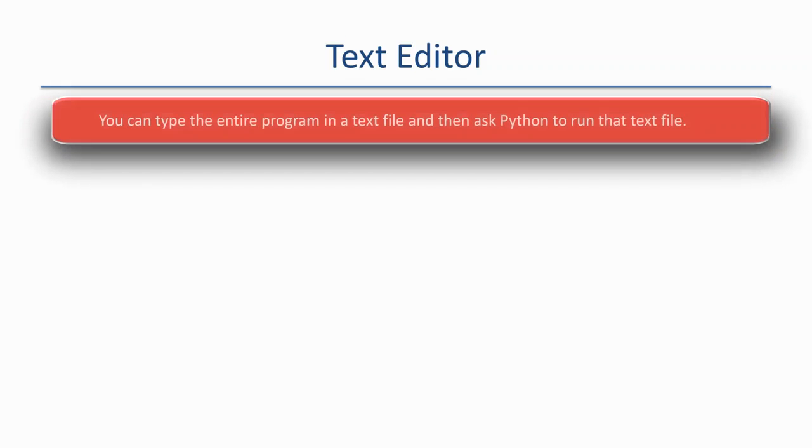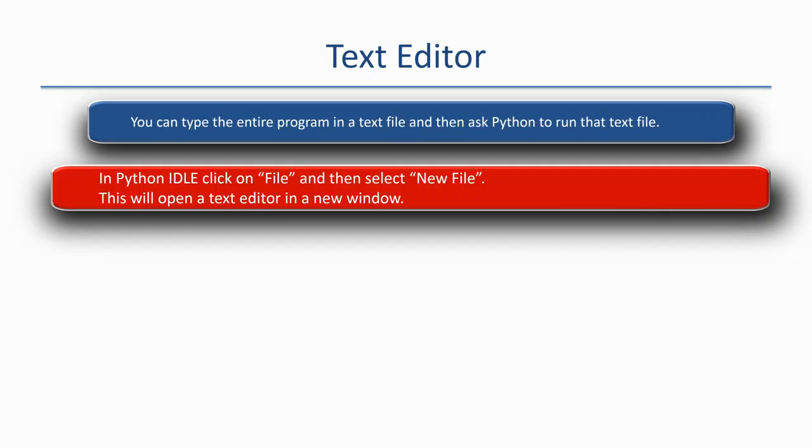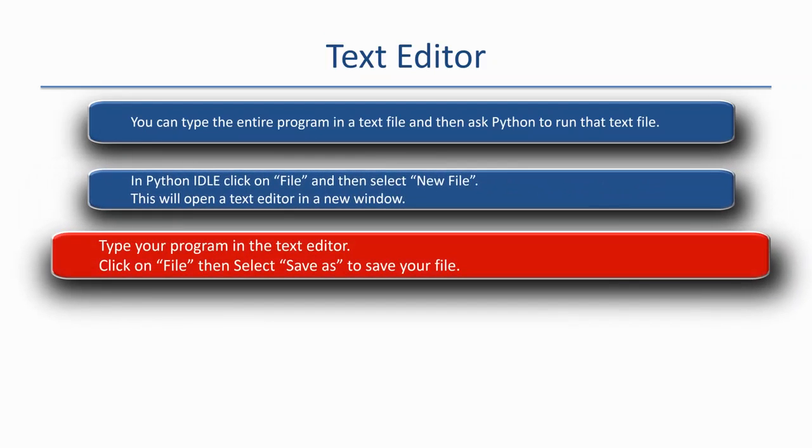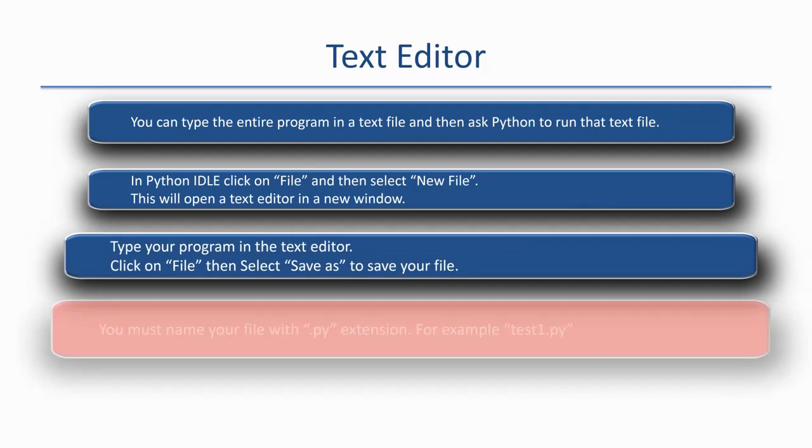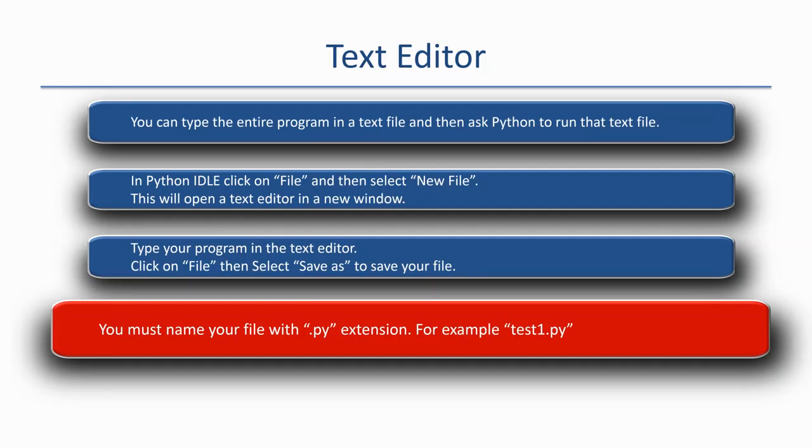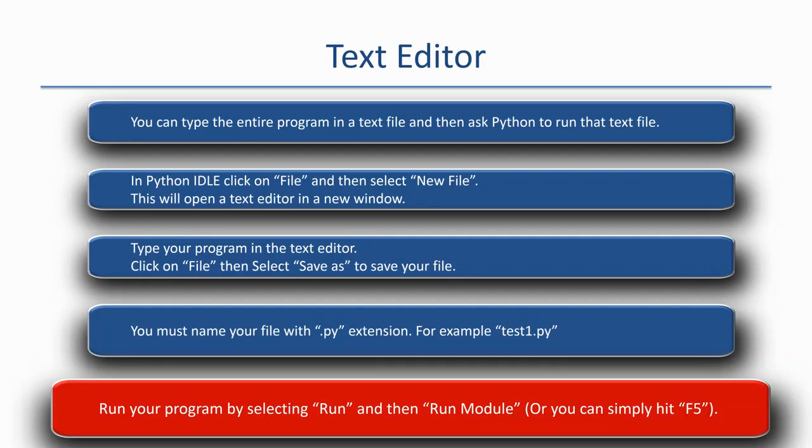So in this lesson, you learned that you can type the entire program in a text file and then ask Python to run that text file. To do that, you go to Python IDLE, click on File, and then select New File. This will open a text editor in a new window. Type your program in the text editor, and then click on File, then select Save As to save your file. Remember that you must name your file with the extension .py. And finally, you can run your program by selecting Run and then select Run Module, or you can simply hit F5.